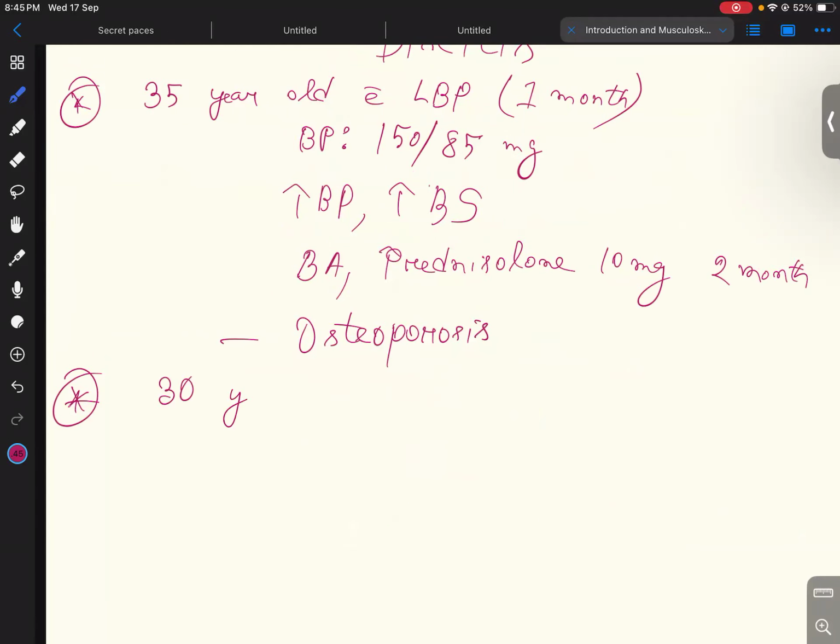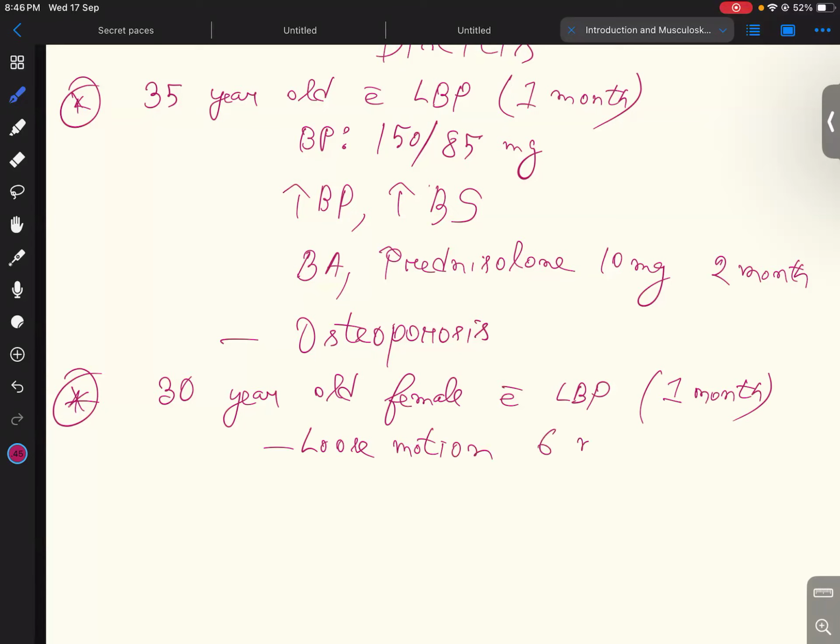Then tell me another. A 30-year-old female with low back pain. This low back pain is there for 1 month. And after asking the history, she is telling that she is having loose motion. This loose motion is there for the past 6 months, which is watery and related to bread and pasta.